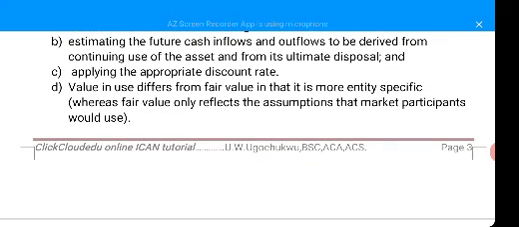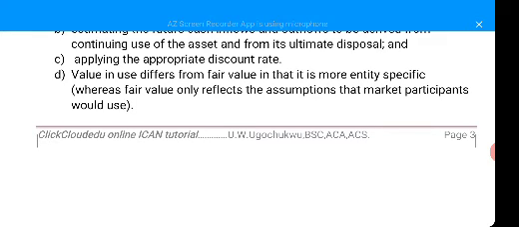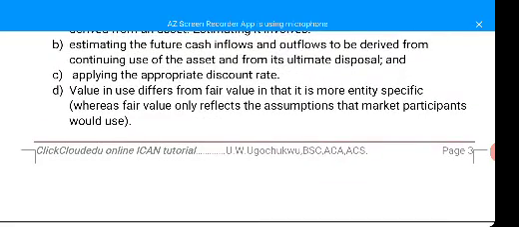Value in use differs from fair value in that it is more entity specific, whereas fair value only reflects the assumptions that market participants would use. Fair value talks about market participants: how will you arrive at the price of an asset between the seller and the buyer in the market? So it's always between market participants. But value in use is an internal factor. That means you can use your internal parameters to determine it. If an asset cannot be used internally, and you can only sell it in the market, you cannot calculate the value in use. You can only calculate the fair value of that asset.